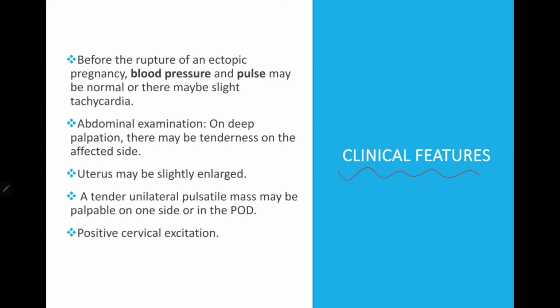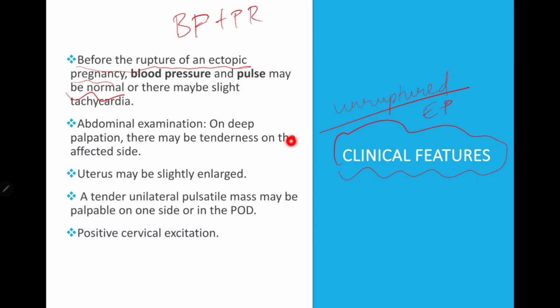Now let us see the clinical features of an unruptured ectopic pregnancy. Before the rupture of an ectopic pregnancy, the blood pressure and the pulse rate may be normal, or they may be slightly tachycardic. Only after rupture will the BP and pulse rate be abnormal. Just before the rupture the BP will be normal and there may be mild tachycardia.